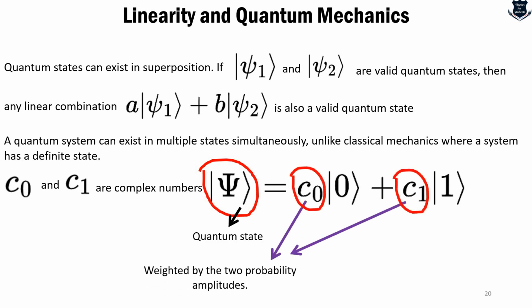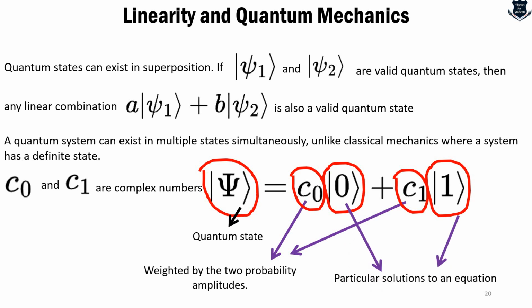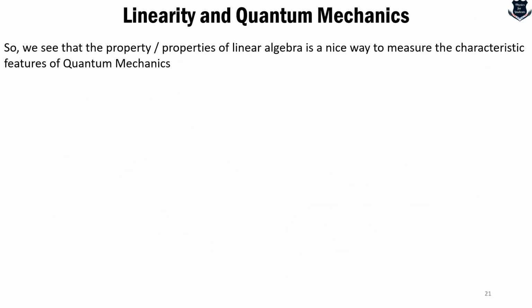C0 and C1 are complex numbers. So we can say this is weighted by the two probability amplitudes, and |0> and |1> are what? These are particular solutions to an equation. Simple. So as soon as we understand that linearity is inherent to quantum mechanics, if we combine two valid quantum states, we get another valid quantum state. So any linear combination of two quantum states leads to another quantum state. And that is why linear algebra and quantum physics are related to each other.